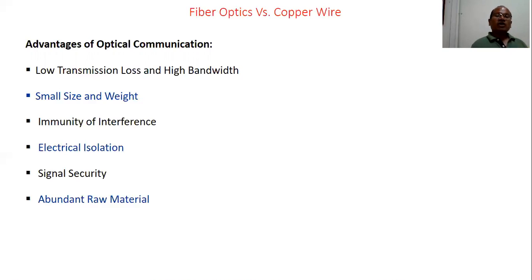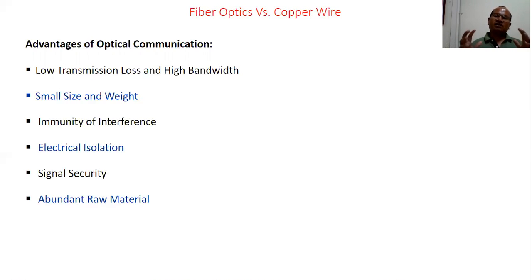The last point is abundant raw material. You know, raw material is what? Silica. Silica is the basic material. You know, quartz is the main material used in the optical communication system. Silica is available in abundance. But of course, some processing is needed. So there is no problem as far as the resources are concerned. The abundance is there. There is no scarcity.